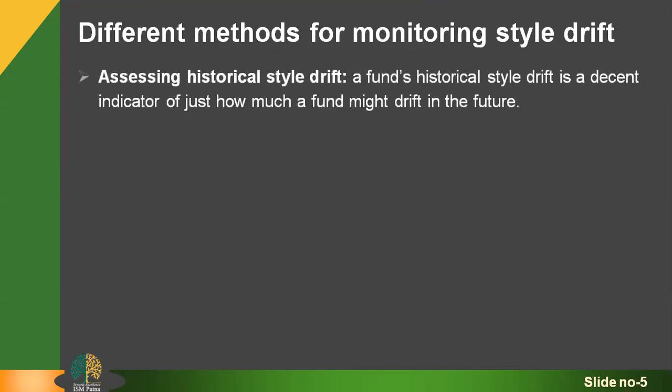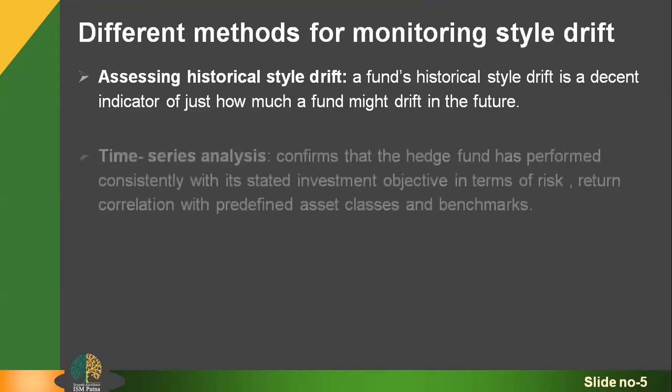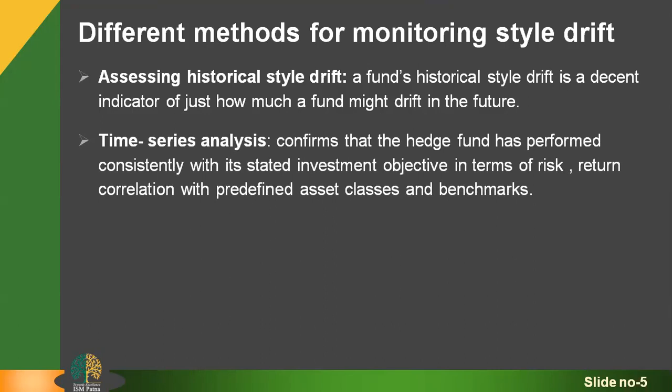The first method is assessing historical style drift. A fund's historical style drift is a decent indicator of just how much a fund might drift in the future. So from history you predict the future. In the past, if you see how much the fund drifted from its original style, you can say that this fund has a lot of style drift, so in future it can also show a huge amount of style drift. If they have stayed reasonably consistent in the past, then there's a chance that they will stay consistent in the future.